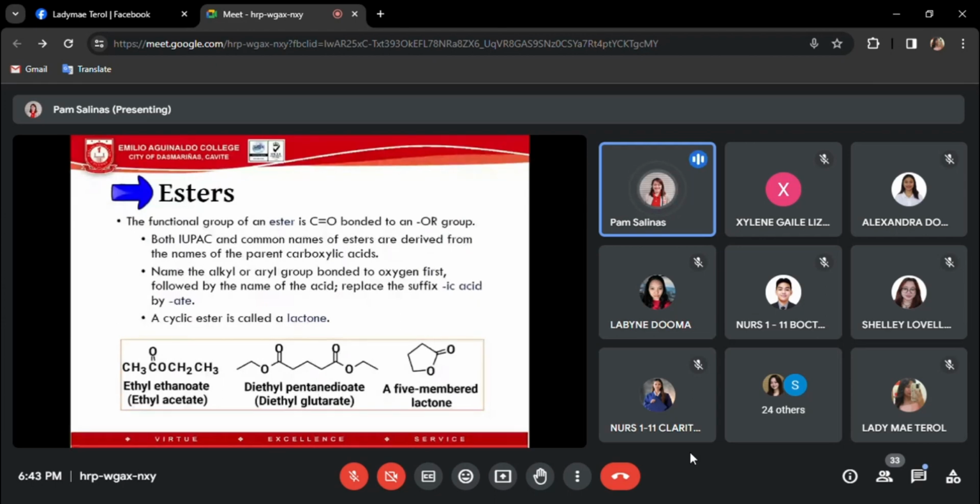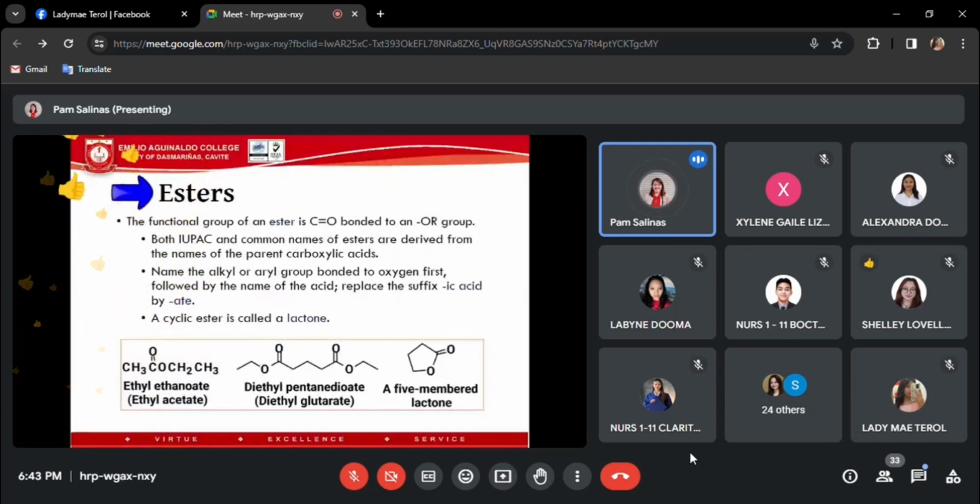How can we identify? So if you will notice, it has a carbon double bond O. I would like you to look at the first structure, ethyl ethanoate. Do you see it, ethyl ethanoate? What about the others who are not responding? I'd like you to look at the first structure, ethyl ethanoate.